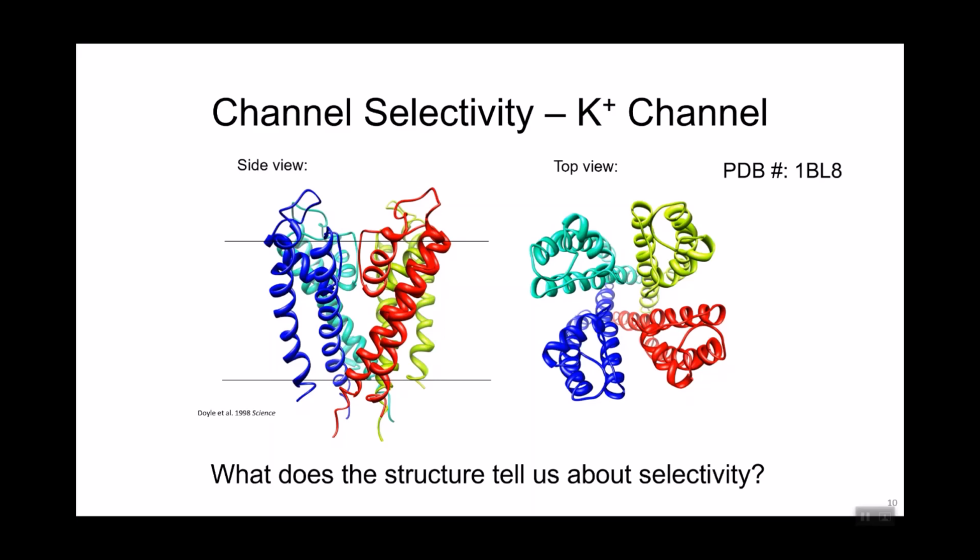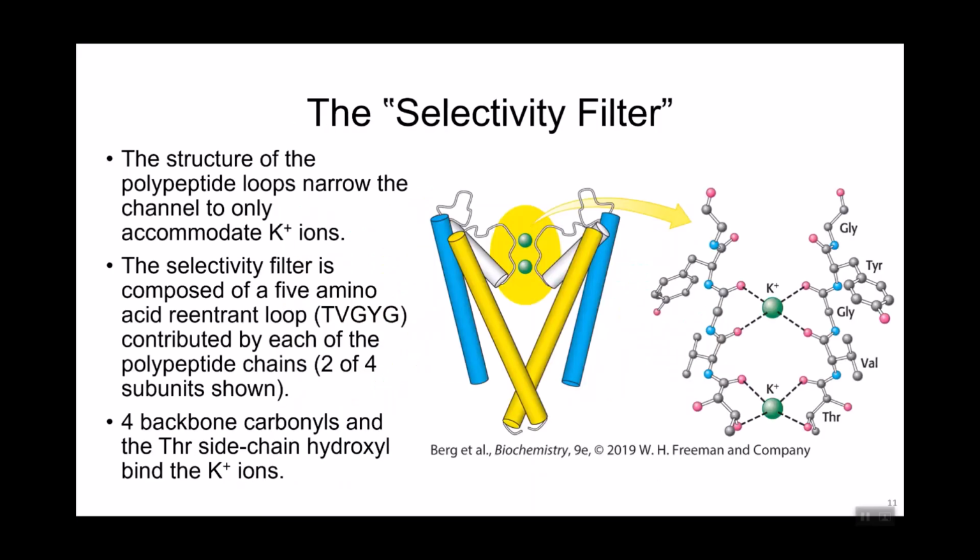So remember how I said that these structures need to be regulated or gated? This is actually what it looks like when it's not transporting potassium. This is the ribbon diagram, but if you were to look at the surface representation, you wouldn't see a hole going straight through. The real magic in looking at the structure comes down to understanding the selectivity filter.